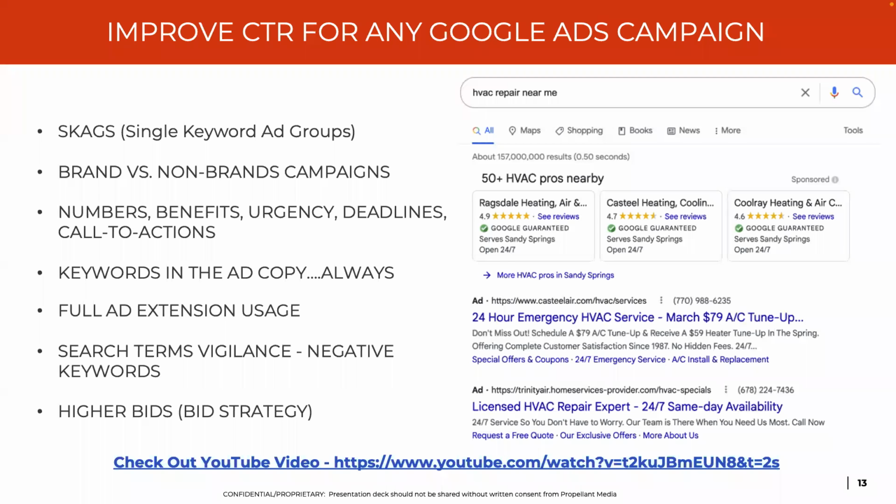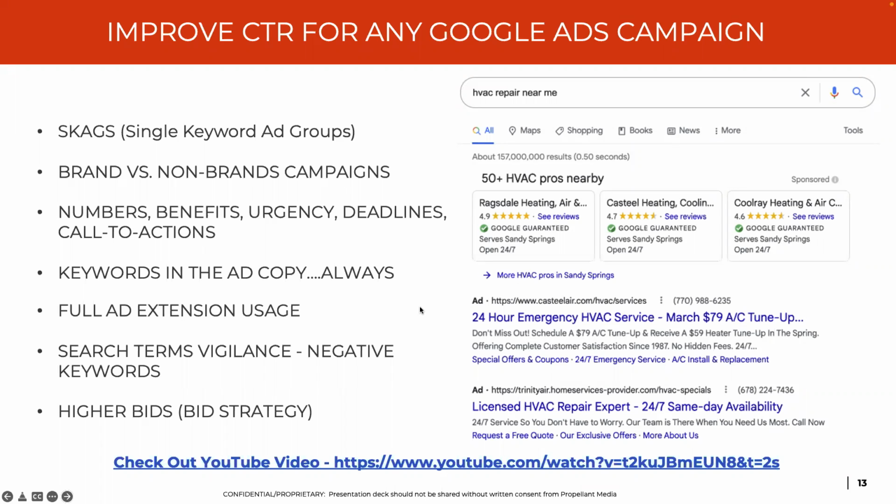Search terms vigilance. So what that means is downloading your search terms report over the last week, over the last 2 weeks, over the last 30 days, and weeding out the negative keywords that are irrelevant. That is also going to both improve your quality and your conversions, but it should also improve your click-through rates for your ads.